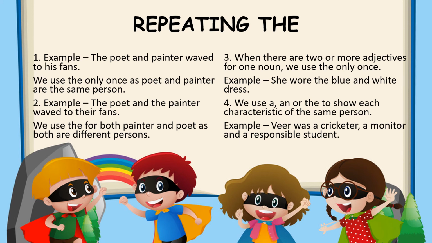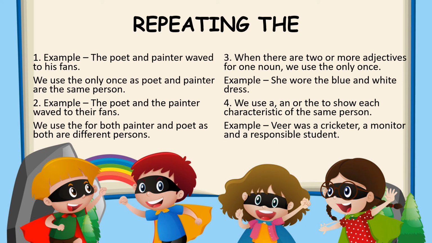Now, this is about repeating "the". For example, let's look at the first one. The poet and painter waved to his fans. So we use "the" only once as poet and painter are the same person. So if the two subjects both are for the same person, we use "the" only once. But if the poet and painter are two persons, then we use "the" for each one.